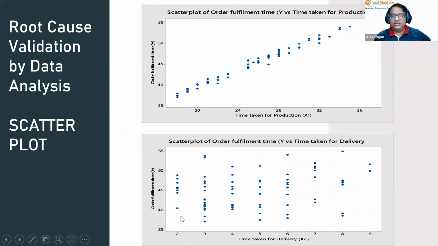So if I take less time or more time for delivery, the order fulfillment is not dependent on the time taken for delivery. So this is how a scatter plot helps us to understand if that's a real root cause or not.